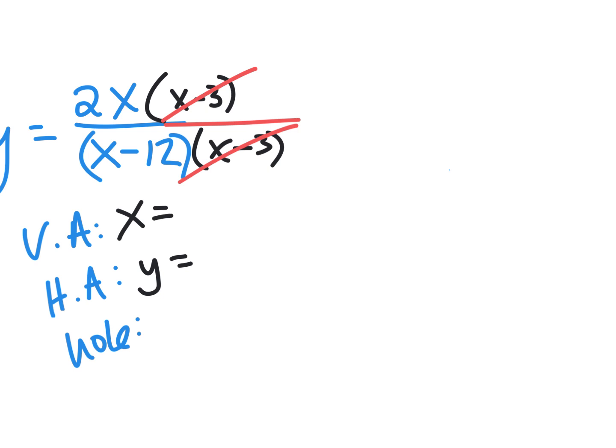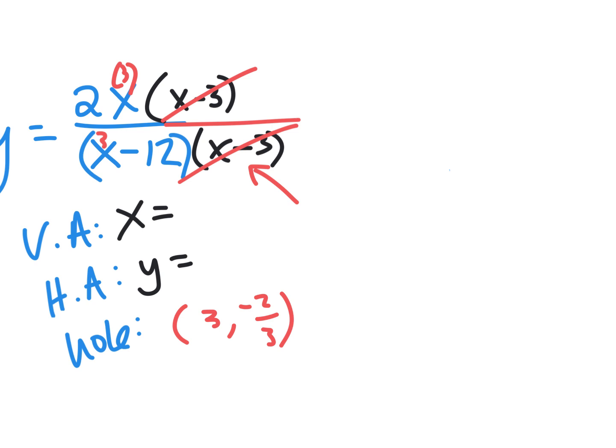Okay. There were two things that would kill this function. One of them was 3, and it kills the function via being a hole in the function. And that 3 goes in here and here, and it makes 6 over -9. 6 over -9 makes -2/3, I think. Raise your hand if you had -2/3. Nice. And then the y is the horizontal asymptote.